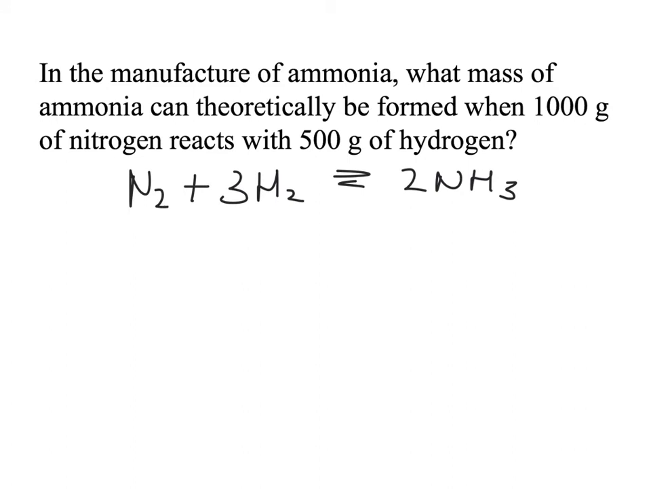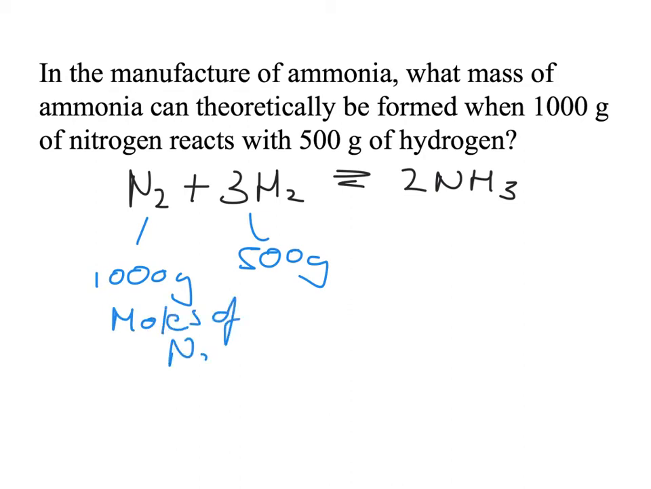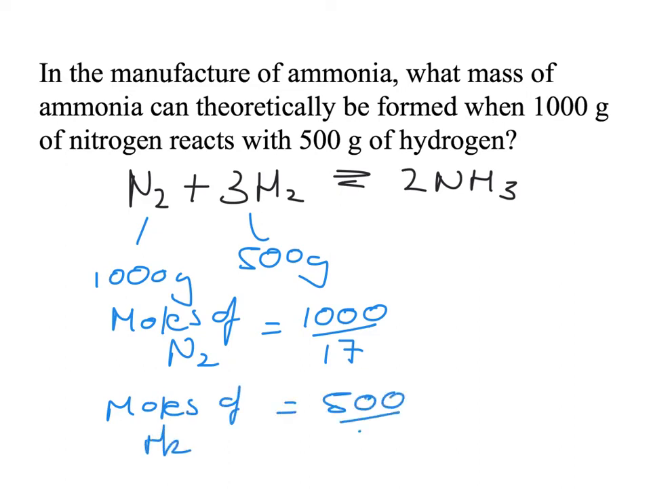Right, so here's another example, but this time I have got 1,000 grams of nitrogen and I have got 500 grams of hydrogen. So again, I need to work out which one is in excess to be able to use it. And to do that, I need to work out moles. So first of all, moles of nitrogen is going to equal 1,000 divided by 17, and moles of hydrogen is going to equal 500 divided by 2.